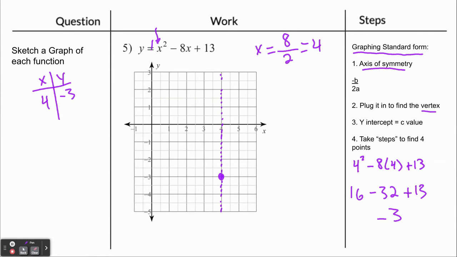And because this term here is positive, we are going to have a U-shaped parabola. It's not going to be upside down. Now we could plug in the y-intercept, but it's not really going to help us because of our scale here. When x is 0, y is going to be 13, and that goes way up off our graph here. So instead, we're going to go ahead and take steps to find 4 points.